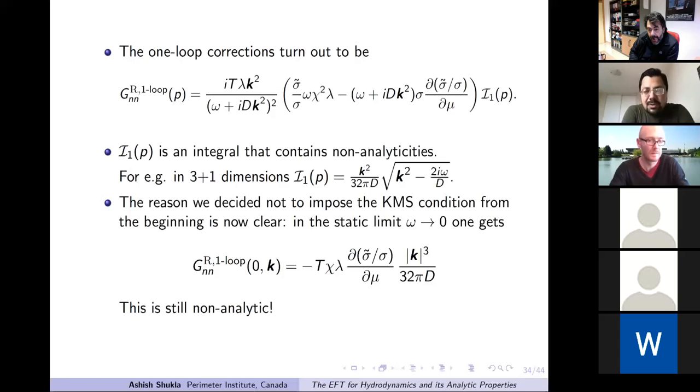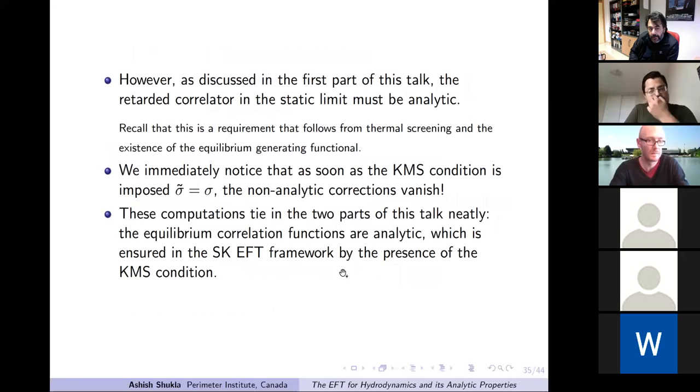If I impose the KMS condition, then this quantity sigma tilde over sigma just becomes 1 and its derivative vanishes. And in that limit, my one loop correction becomes analytic. So this is the key point that I wanted to highlight: as soon as the KMS condition is imposed, which amounts to saying that sigma tilde equals sigma, the non-analytic corrections in the static limit vanish.